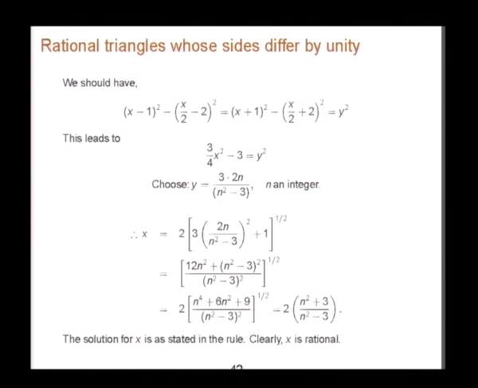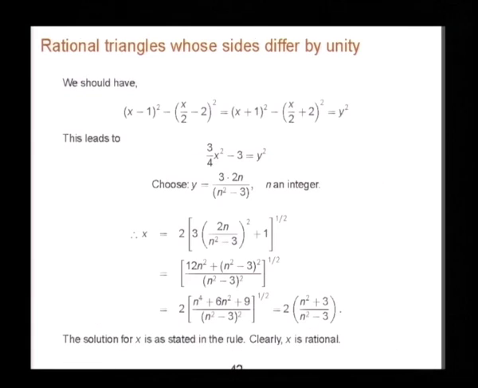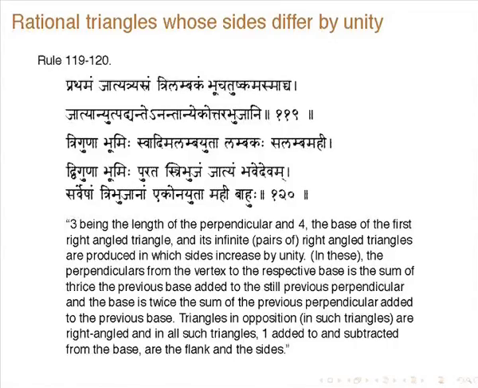So essentially finally, he is giving, if you are having this kind of a situation, then using the theorem of the right triangle, one can easily see that the solution for this is, if x is this in terms of n, then this will be a rational triangle with all the perpendiculars and segments also being rational. Okay. Now, a very important thing is, he will generate an infinite number of triangles with this kind of a procedure. So that is what is stated here.